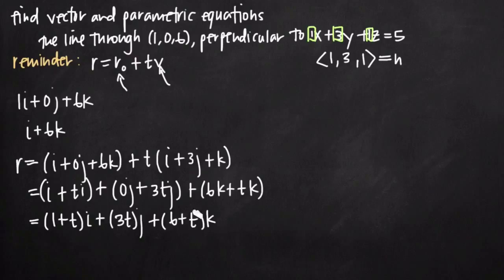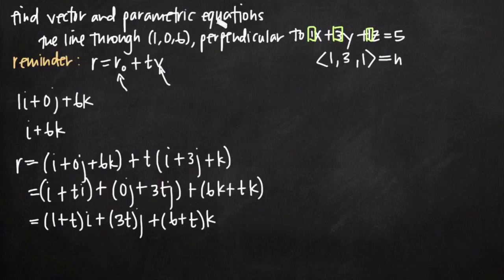This is what we call the vector equation of the line that passes through this point and is perpendicular to this plane, or we can also say parallel to the normal vector 1, 3, 1. So that's my vector equation of the line. Now I just need parametric equations for the line.